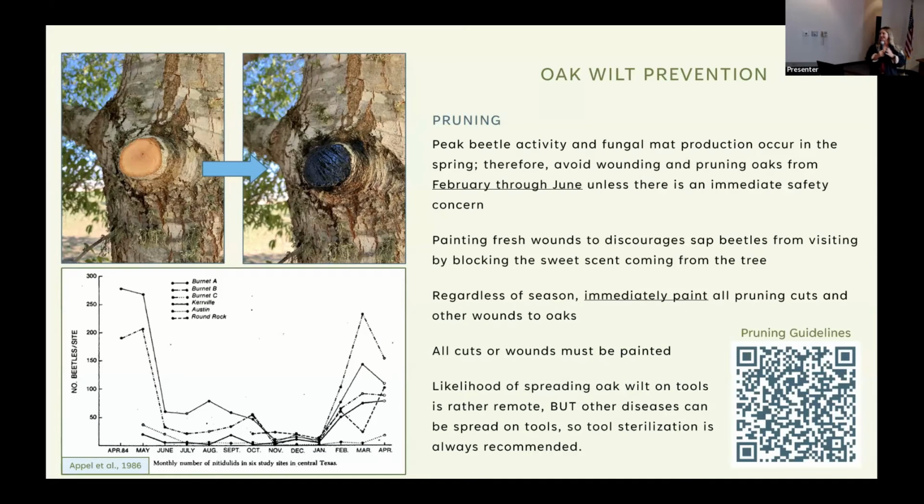Does anyone have an answer for that? Petroleum-based paint. Shouldn't make any difference. Painting is the important part. Yes. Covering the wound with something that the bugs are not gonna like. Exactly. So the paint just deters them from smelling that wound and visiting.